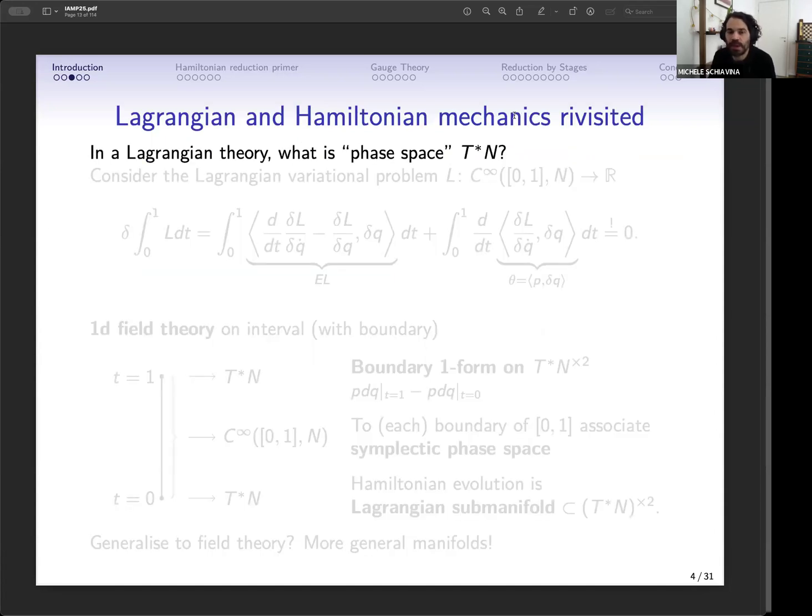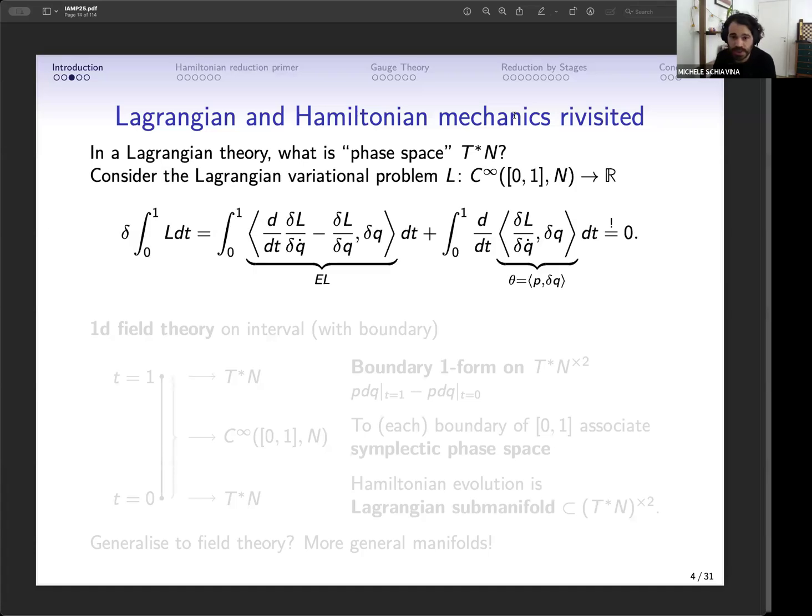So let me begin with, this is still in the introductory part. I want to give you an overview of how I'm thinking about mechanics even, right? And the whole point is to understand what is phase space, right? And let's try to use our favorite example, which is just a particle, a particle with a Lagrangian. So we're considering a variational problem on the space of maps from an interval with boundary to a smooth manifold N into R.